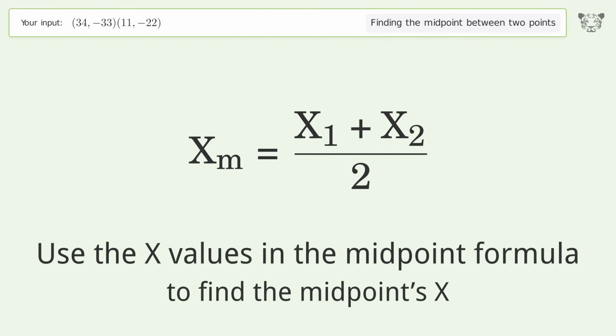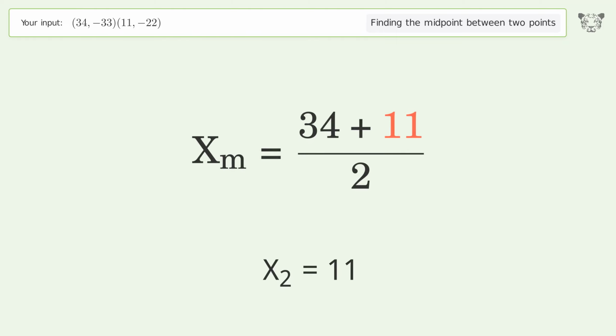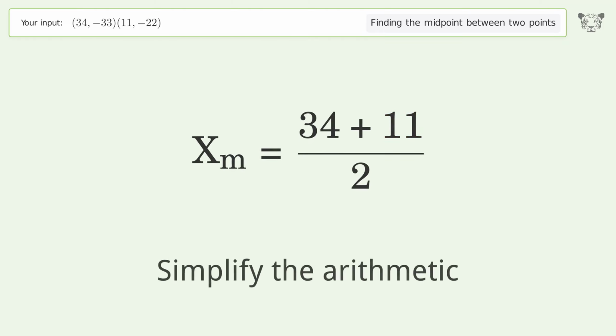Use the x values in the midpoint formula to find the midpoint's x. x1 equals 34. x2 equals 11. Simplify the arithmetic.